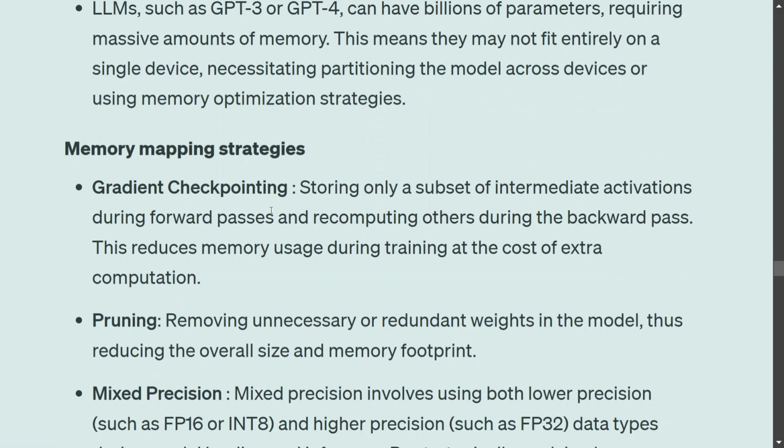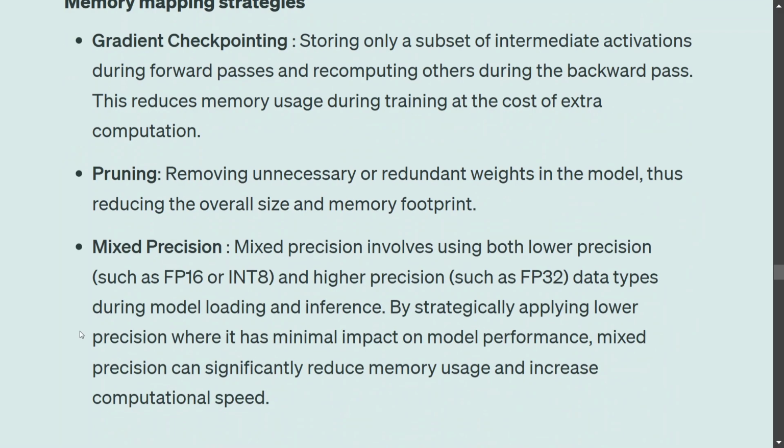There are different strategies for memory mapping as well. Gradient checkpointing, storing only a subset of intermediate activations; pruning, removing unnecessary and redundant weights; mixed precision, loading some weights in precision 32 bits and others in 16 or some in int8. So you're not setting the precision the same for every weight, you're using a mix. This is called mixed precision.